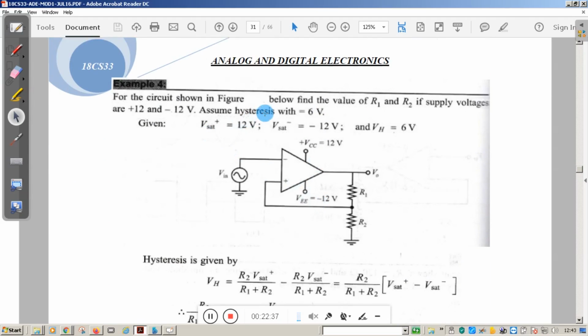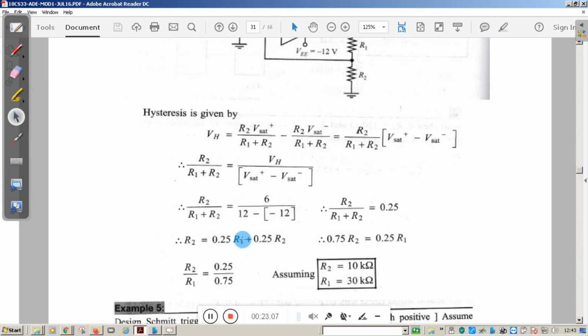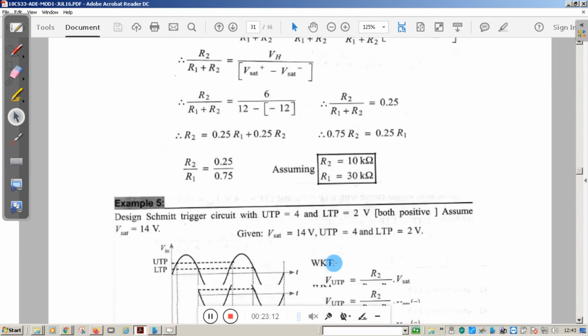The next one is for the circuit shown below, find the values of R1 and R2 if the supply voltages are plus 12 volt and minus 12 volt. Also hysteresis is 6 volt. So VSAT is given plus 12 volt and VSAT minus is minus 12 volt. Hysteresis is 6 volt and you need to find the values. So we know VH, the hysteresis, is given by this expression. Substitute the values, and you will get the values of resistors R2 and R1, that is 10 kilo ohm and 30 kilo ohm.